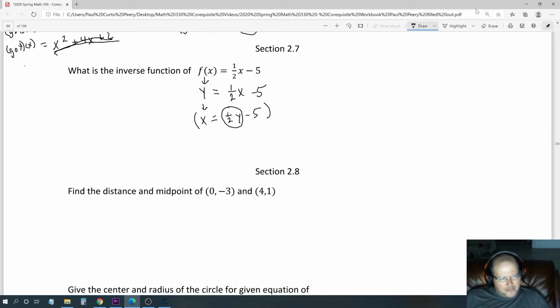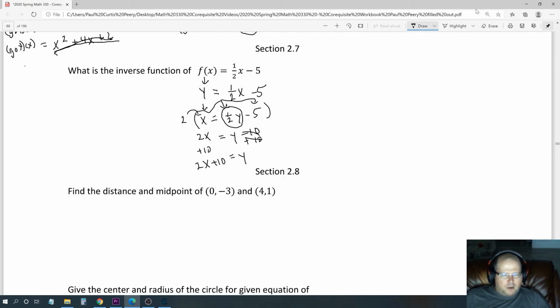Generally speaking, if I give you a function with a fraction and you're trying to solve, if you can get rid of the fractions first, you probably just want to do that. So we say 2 times x is 2x, 2 times 1/2 y is just y, and 2 times negative 5 is negative 10. Now we solve for y, and we don't have to deal with the fractions anymore. At this point, I'm going to undo the subtraction of 10 by adding 10. Whatever I do to one side, I do to the other. Those cancel out, and that leaves me 2x plus 10 equals y.